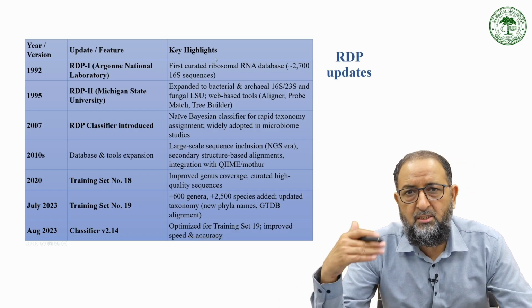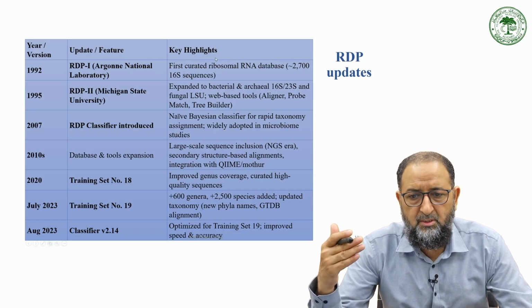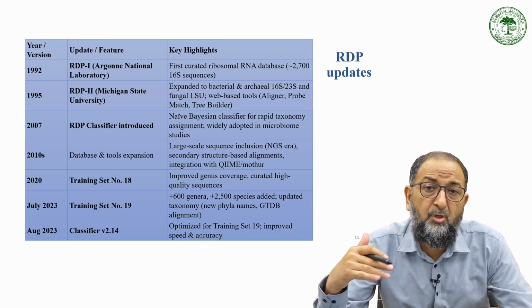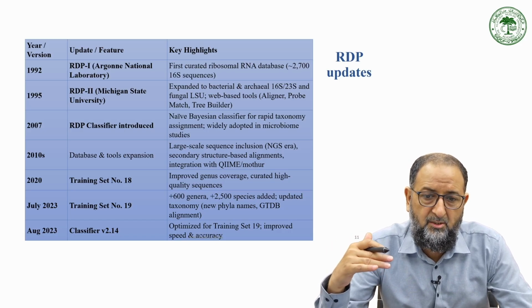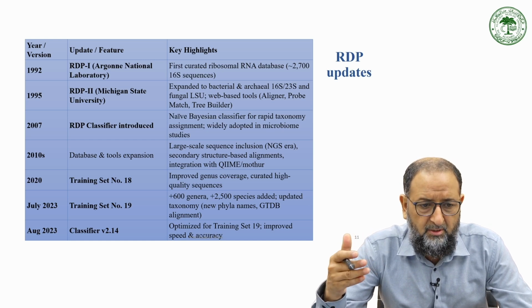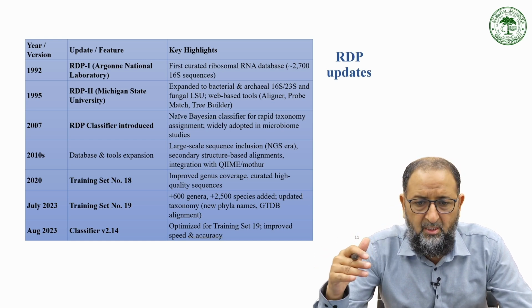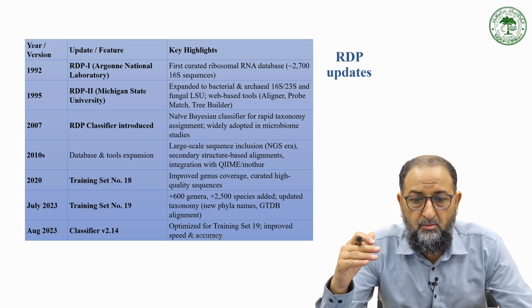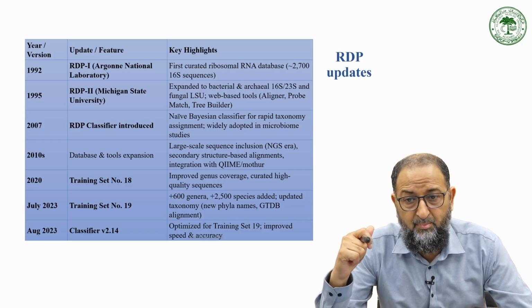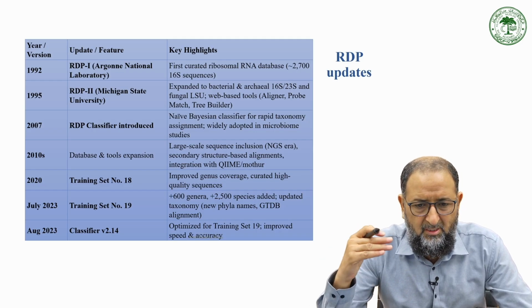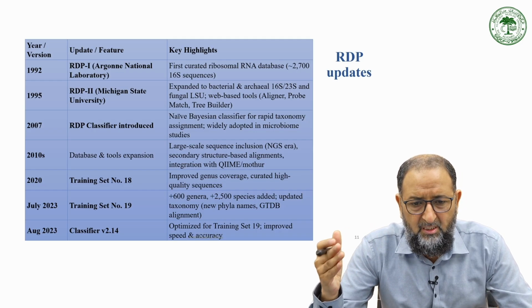So once NGS, that is whole genome sequencing, is introduced by Illumina and other platforms, the refinement of the data takes place, and this refinement is totally based on the genome data. Now, from 2023 onward, more than 600 genera and more than 2,500 species have been added to the taxonomy, with updated taxonomy, new phyla names, and GTDB alignment.